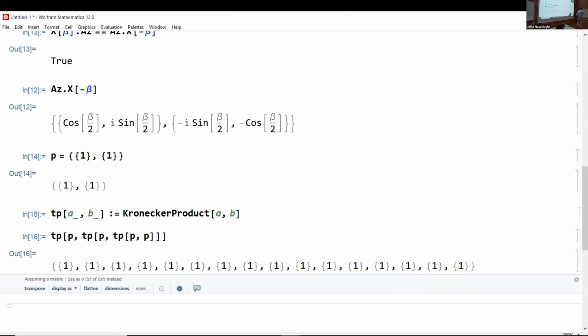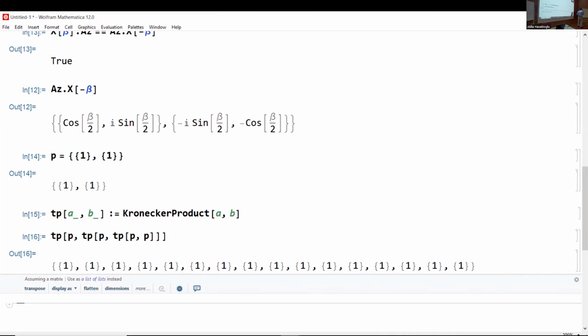Now I need control phase operations between 1 and 2, 2 and 3, and 3 and 4. Right? So I need to define control phase between 1 and 2, control phase between 2 and 3, control phase between 3 and 4. So a control phase between 1 and 2 will be control phase, say U phi, between 1 and 2. Nothing happens to the third qubit. Nothing happens to the fourth qubit.